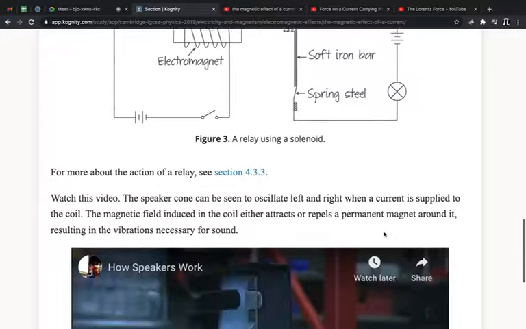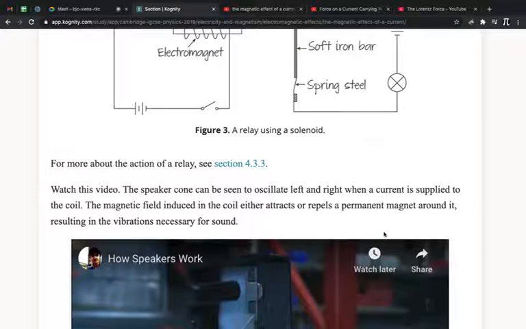Why do we need relays? Again, as I said, because it's a current amplifier, it amplifies the current. Second, because we don't need the current in the first circuit to flow in the second circuit. We need each circuit to have its own current supply.